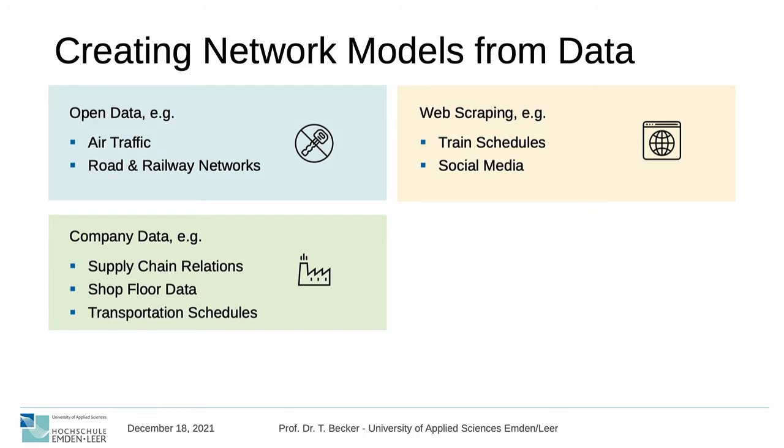For instance, what type of airports do you have in the world and how are they connected by flights? But you can also download network data on road networks and railway networks. Sometimes these are published by authorities. Sometimes these data were collected by organizations and then published on the internet for investigation and research purposes.